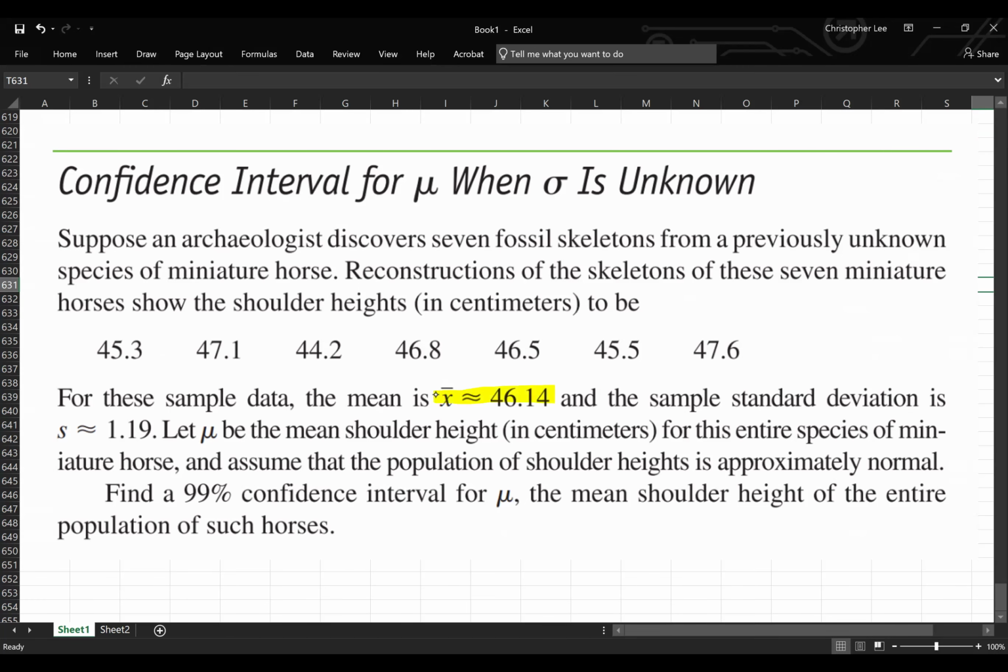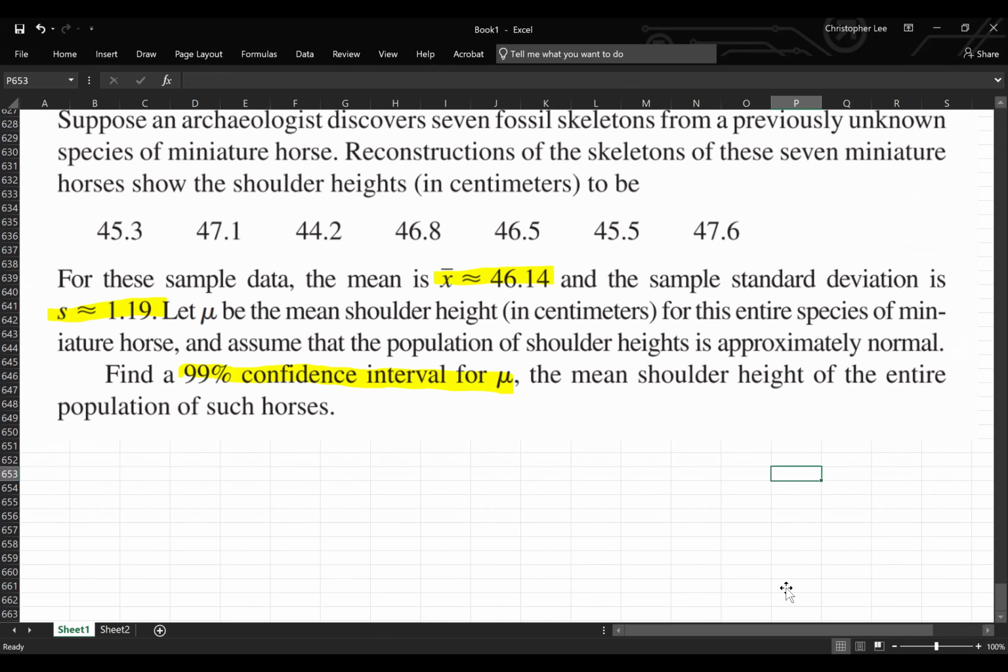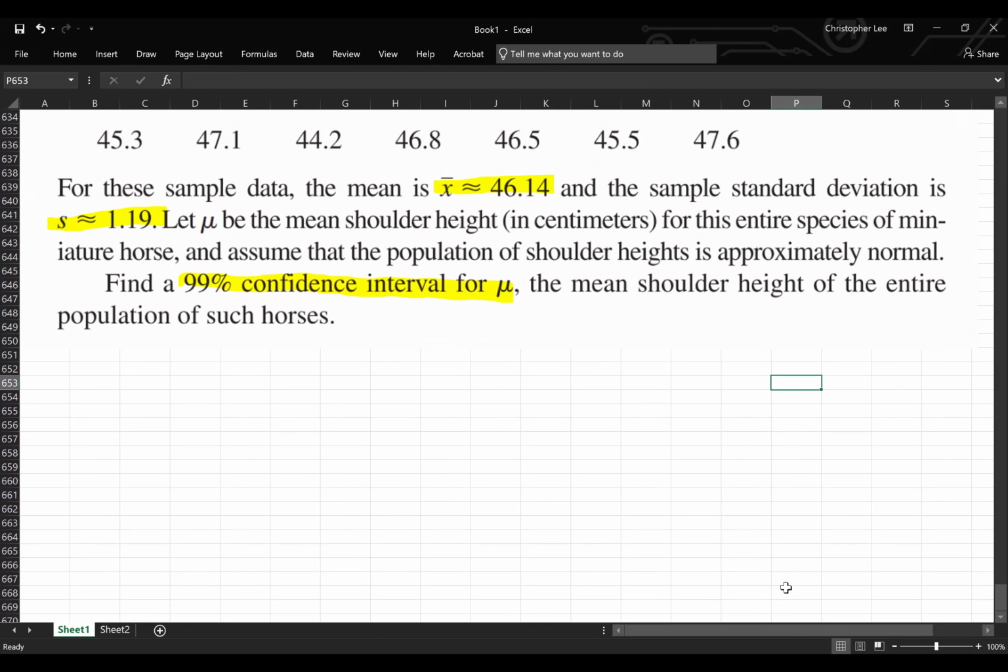Let mu be the mean shoulder height in centimeters for the entire species of miniature horse, and assume that the population of shoulder heights is approximately normal. Find a 99% confidence interval for mu, the mean shoulder height of the entire population. All right, let's just recap. Let's write down what we have. We don't have a lot.